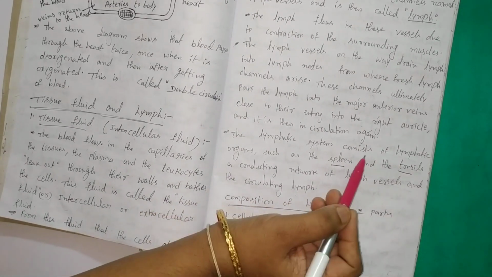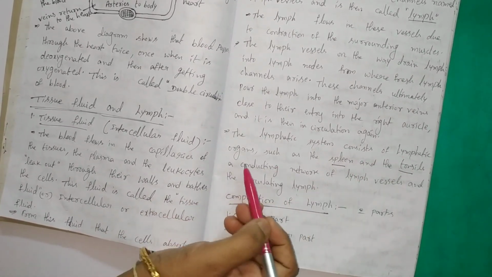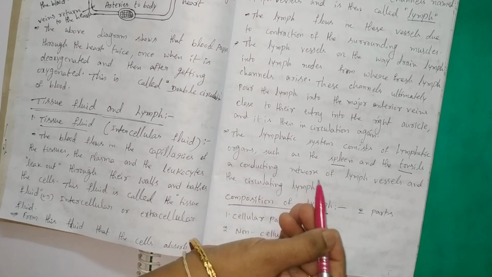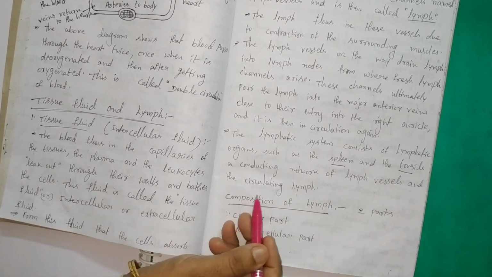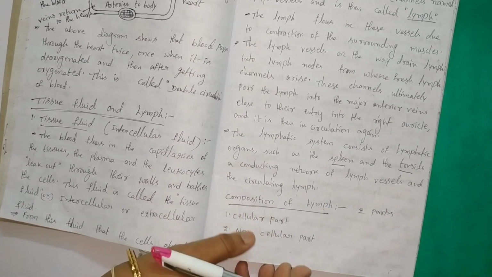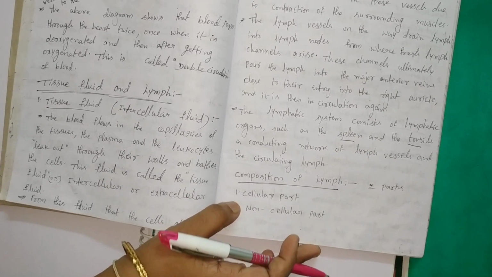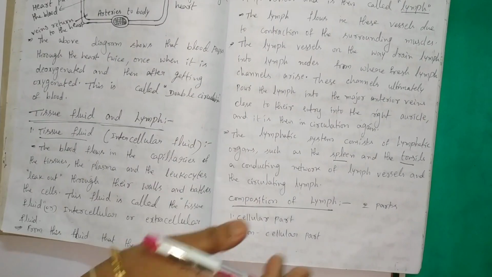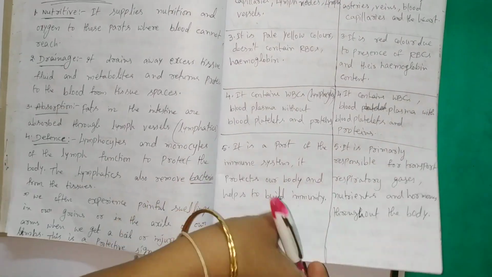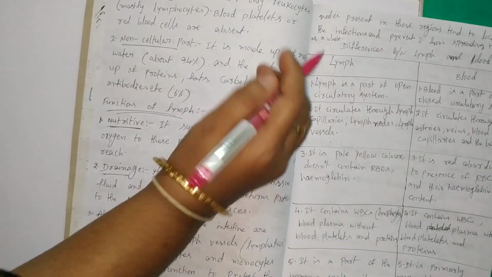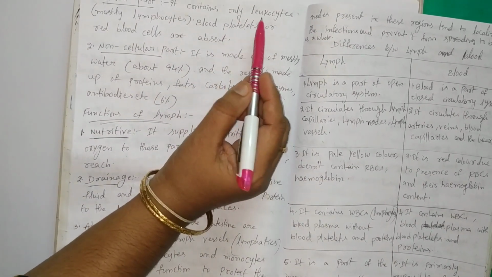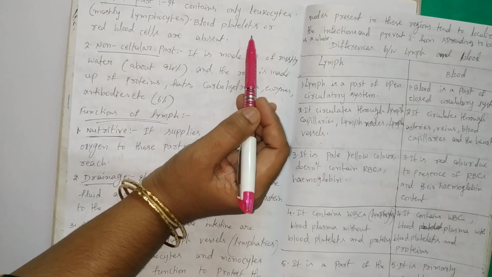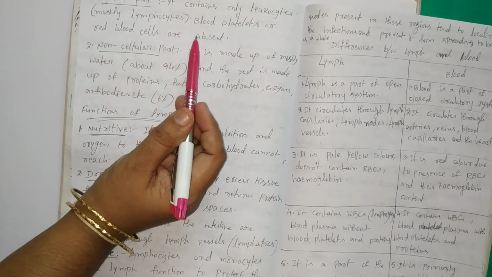The lymphatic system consists of lymphatic organs such as the spleen and the tonsils, a conducting network of lymph vessels and the circulating lymph. What is the composition of lymph? There are two parts: cellular part and non-cellular part. First one, cellular part. It contains only leukocytes. Leukocytes means mostly lymphocytes. Blood platelets or red blood cells are absent.